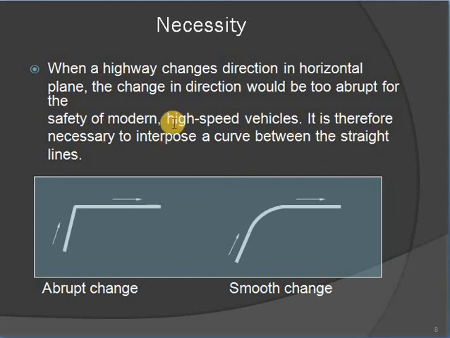Here what it is saying is, suppose a highway is going on a straight road. You can see the diagram below: abrupt change and smooth change. Abrupt change means sudden turning. This is a straight road, and when it makes a sudden turn, this is an abrupt change. This is also a curve here. Coming to here, the road is going on and similarly takes a long curve, which we call a smooth change. So we provide curves depending upon the road length and how the direction moves.